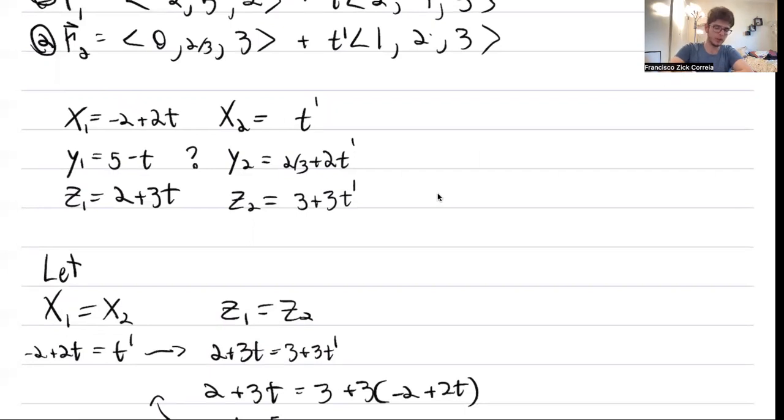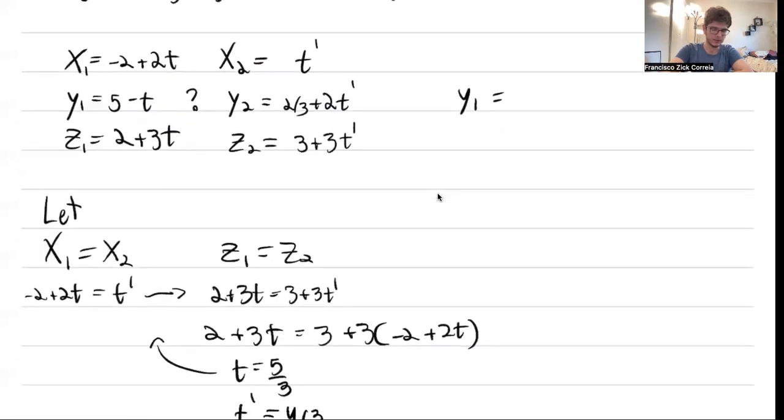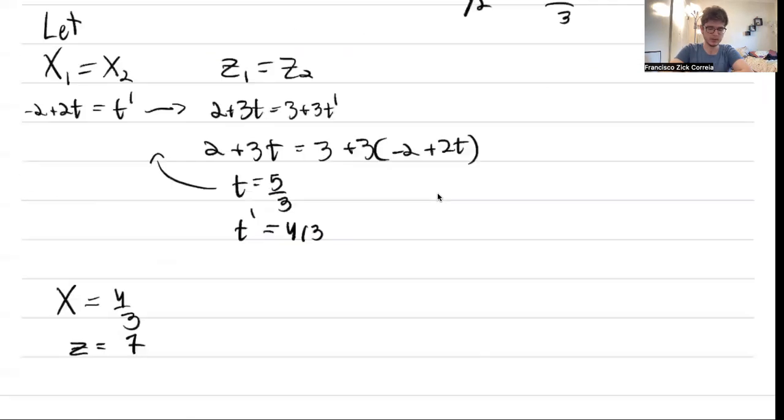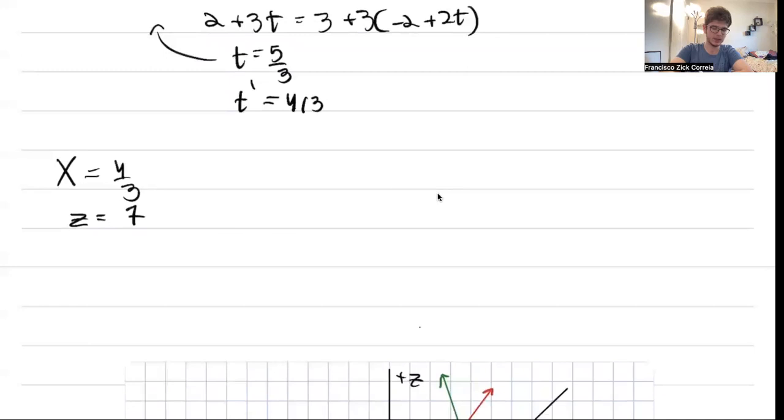Solving for y1, just plugging t in there, 5 over 3, you end with 10 over 3. If you solve for y2, plugging t prime into y2, you also end with 10 over 3, which means they do intersect. So the point in which they intersect is 4 over 3, 10 over 3, and 7.